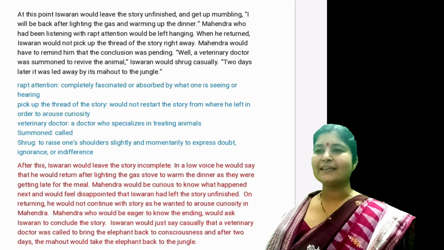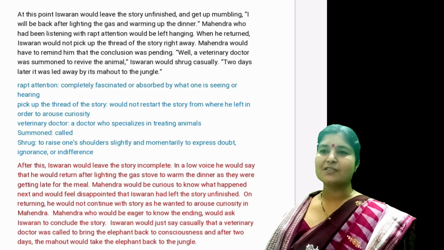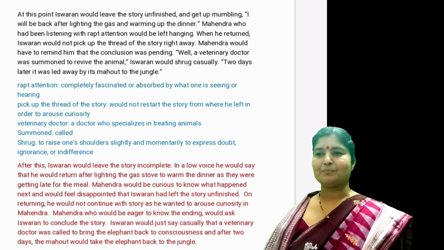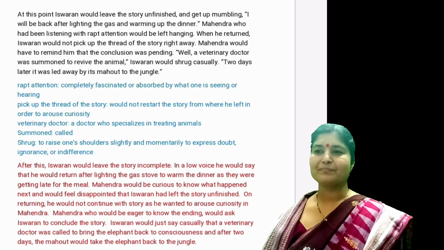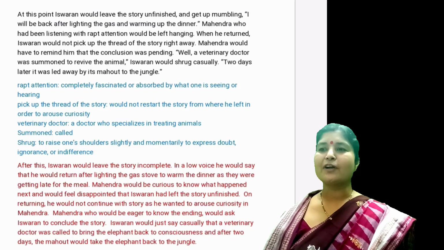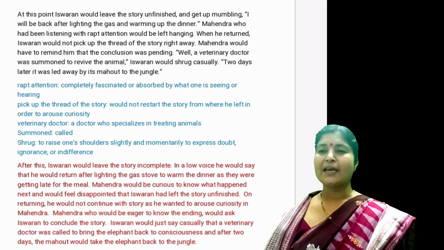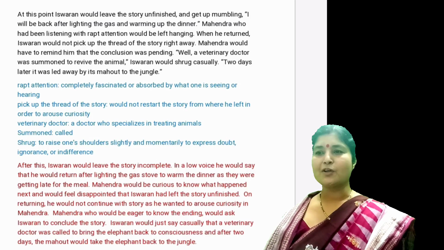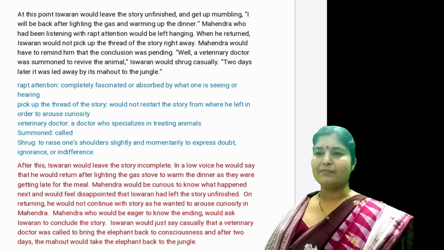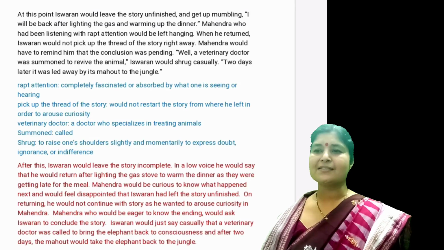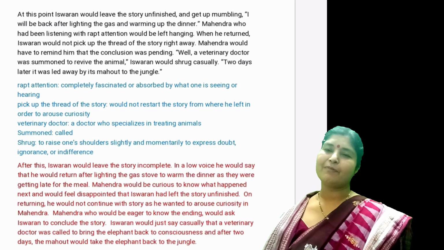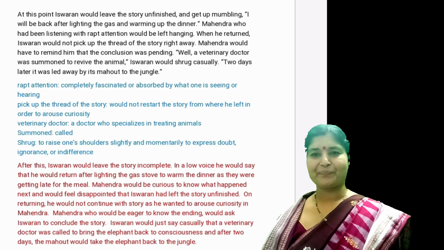On returning, he would not continue the story, as he wanted to arouse curiosity in Mahendra. Mahendra, who would be eager to know the ending, would ask Iswaran to conclude the story. Iswaran would just say casually that a veterinary doctor was called to bring the elephant back to consciousness, and after two days the mahout would take the elephant back to the jungle.